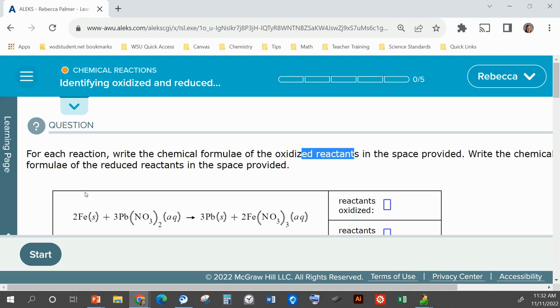So that would be, let's look here, iron has a 0 charge, because it's a solid. Lead nitrate: nitrate has a -1 charge, but there's 2 of them, so overall that's going to have a 2- charge. So Pb has to have a 2+ charge. And then if we go over here, now Pb lead is 0 charge. Iron is now 3+ charge because we have 3 minus charges from the nitrate.